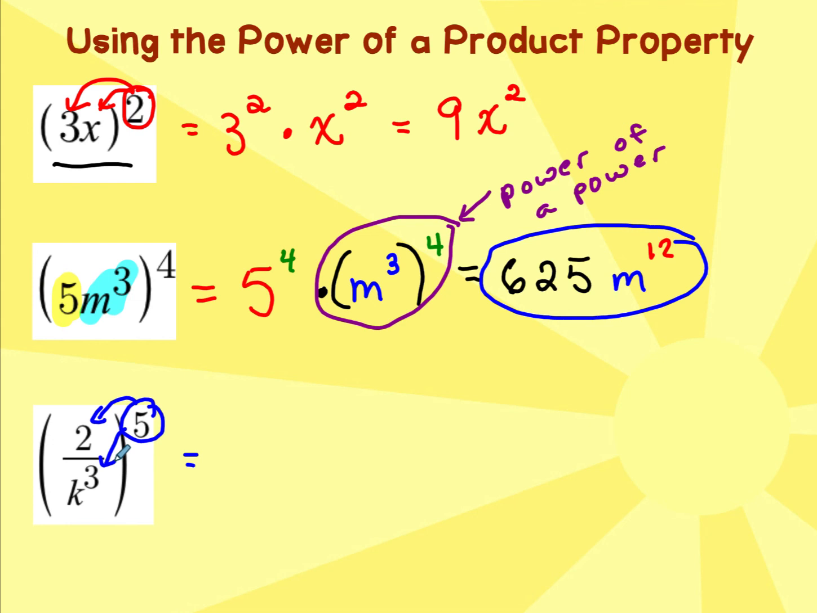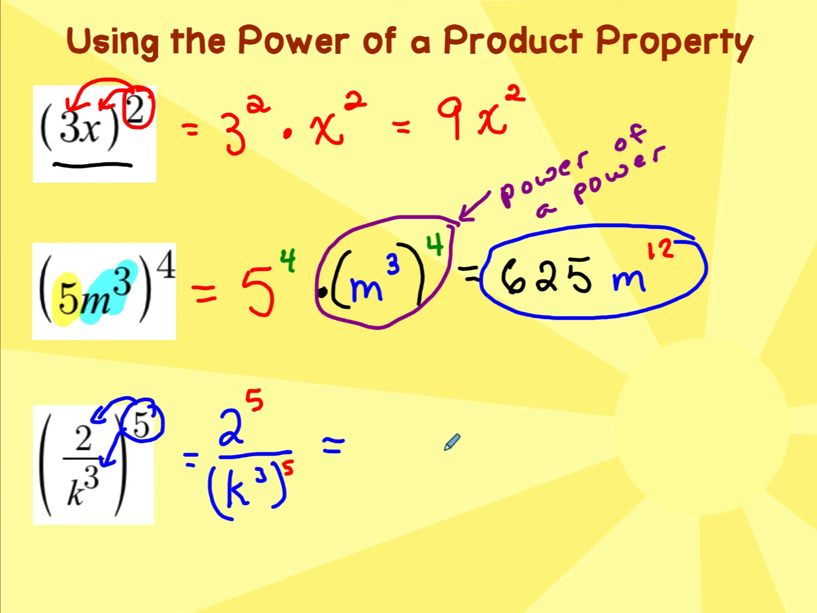So we're going to take our numerator, and it's going to be raised to the 5th power. And then we're going to take our denominator, k cubed, and we are going to raise it to the 5th power. And now we're going to do whatever the math says in the numerator and in the denominator. So we're going to do 2 to the 5th power. So we multiply 2 times itself 5 times. So 2 times 2, 4, 8, 16, 32.